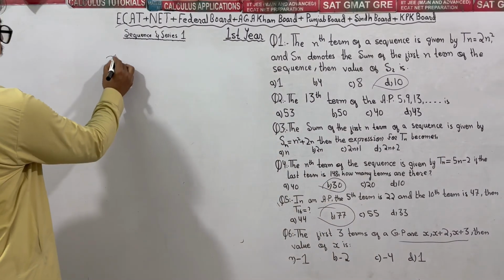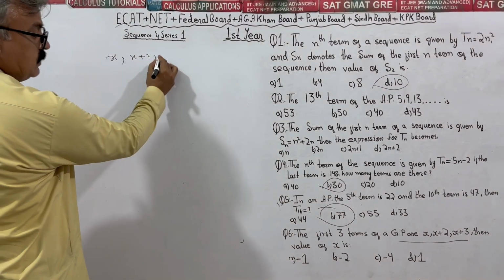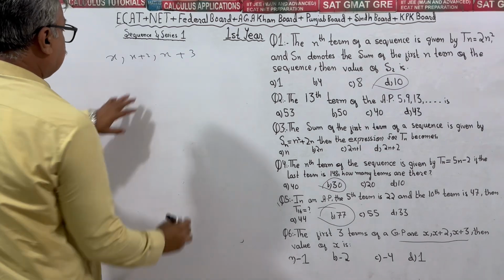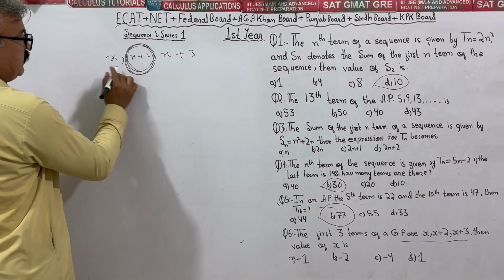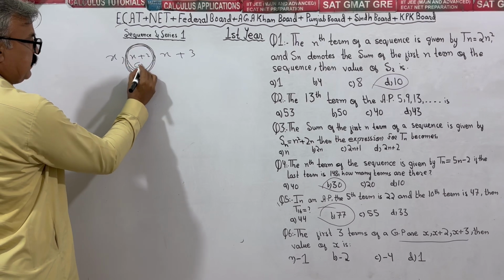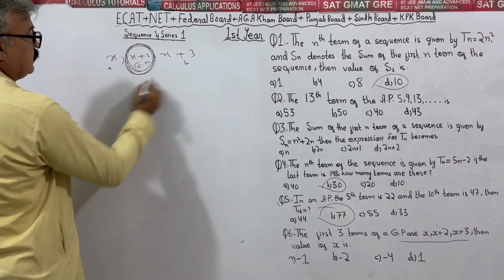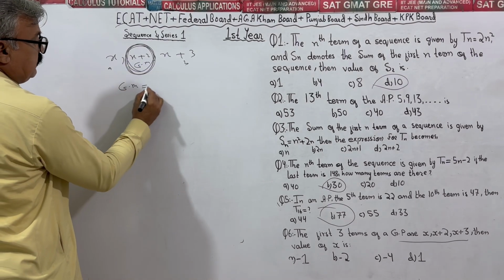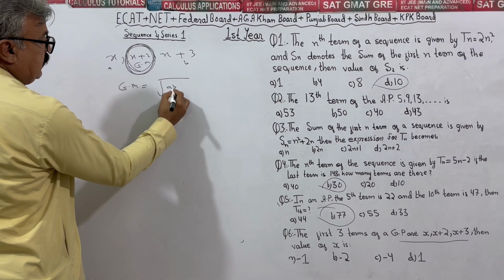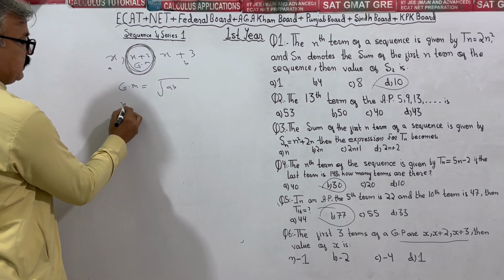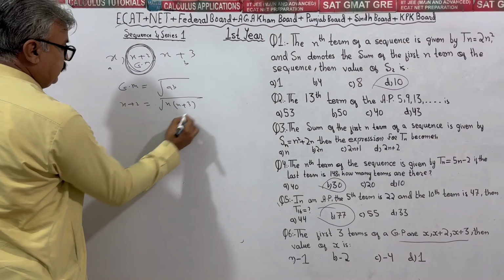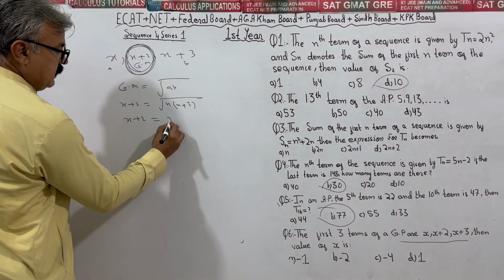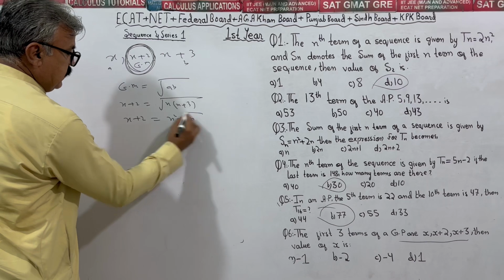We have three terms, x, x plus 2 and x plus 3. We know that the middle one is the GM, the geometric mean of the first and the last, where GM is given by root of ab. So x plus 2 equals root of x times x plus 3, that is, root of x square plus 3x.